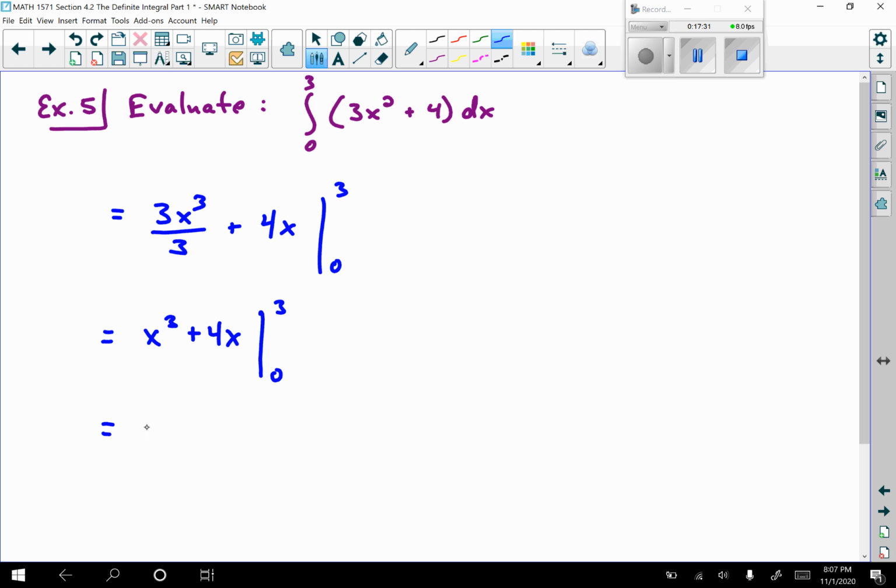So I'm going to substitute the 3 in. 3 cubed is 27, plus 4 times 3 is 12. I still want to show that I'm substituting in the zeros, because we never want to just take any steps for granted in case we end up missing something. But 0 cubed is 0. 4 times 0 is 0, so technically I could ignore that. And I end up getting a 39.